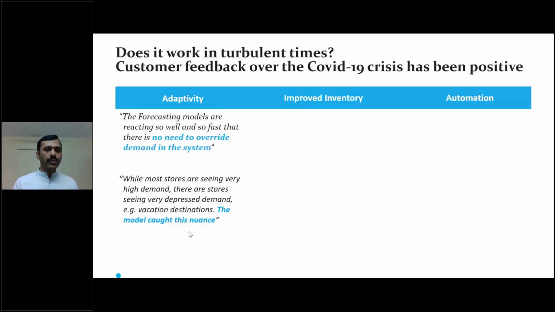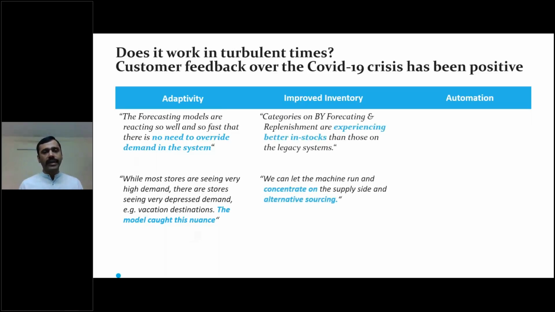When they saw that some stores were performing differently from other stores, the model was also able to catch this nuance. On the inventory side, some of our customers who were using this found that they were experiencing better fill rates and better service level performance on categories where they had already started using the ML-based algorithms.